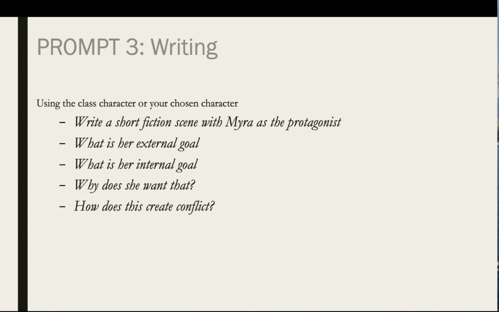And then for the writing prompt, for those of you who are in my online class, for your journals for today, using the class character that we finish working on today, write a short fiction scene with Myra as the protagonist. What is her external goal? What is her internal goal? And why does she want them? And then how does this create conflict? And that conflict is what you're going to demonstrate in the scene as you're writing it, that conflict between her external goal and her internal goal, so that, like George Bailey, we can see that she may have to sacrifice one for the other.